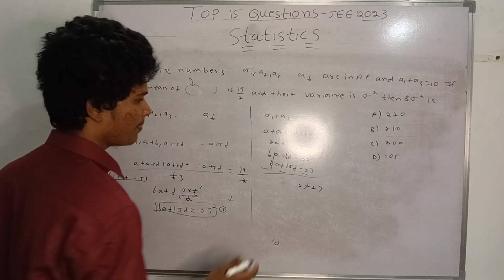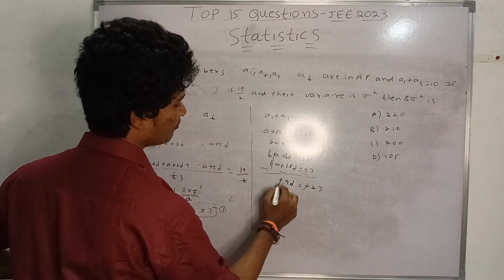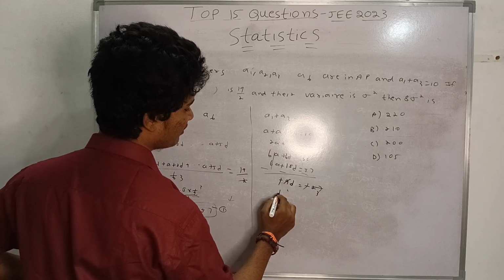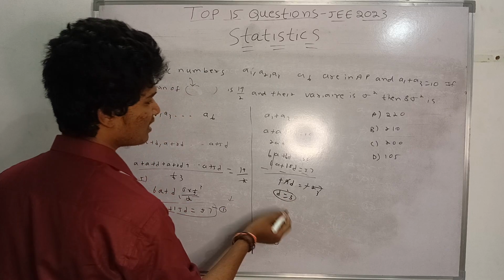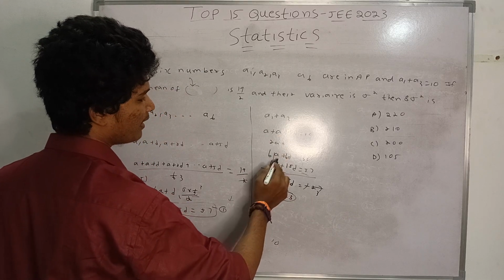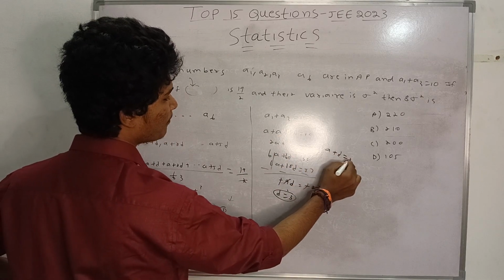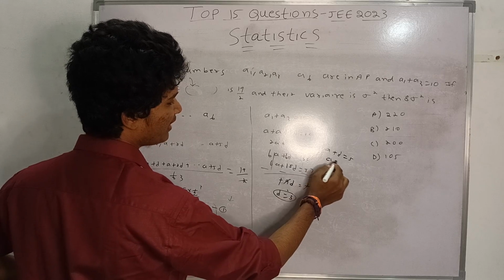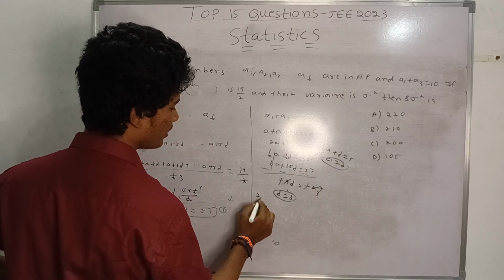So when I subtract here, what will I get? 6d minus 15d, I will get minus 9d. Minus minus cancel, and d is 3. D equal to 3. When d equal to 3, what is a? Here a plus d equal to 5. When d is 3, a equal to 2. So a equal to 2, d equal to 3.